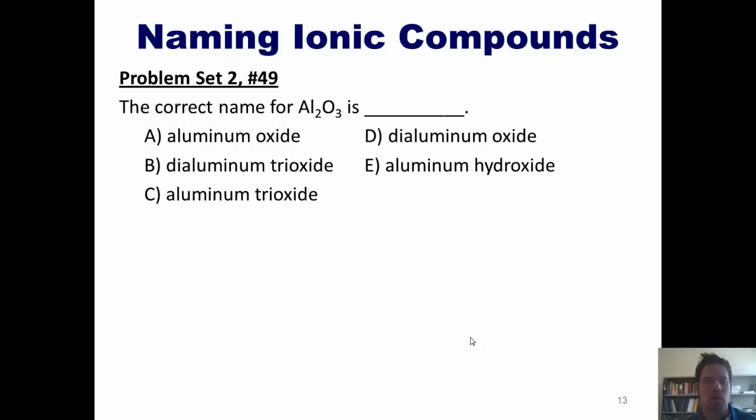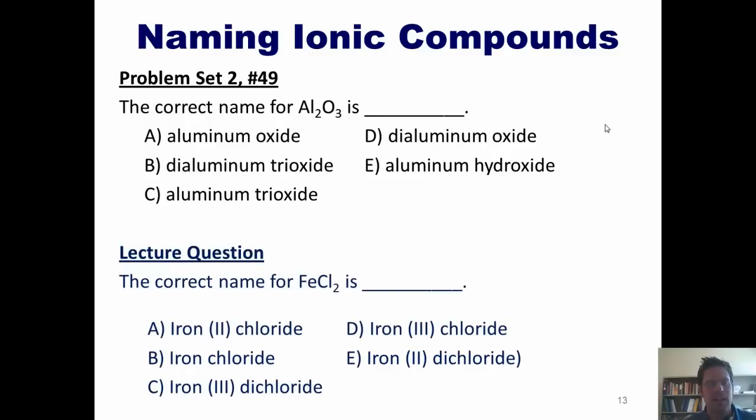And here are some more questions. The correct name for Al2O3 is what? And I'll let you figure that out. And another one, the correct name for FeCl2 is what? Now you'll note, distinguishing this molecule from the last one we had in the previous slide, the iron here has to be a +2 instead of a +3. Hence, the answer to this question is going to be iron 2 chloride, which is answer A.